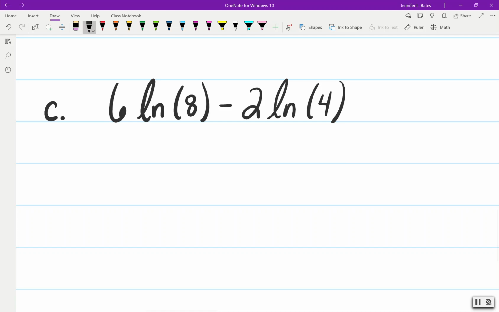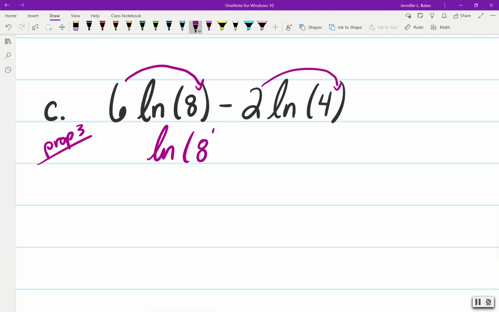Very good. We got to start with property 3. Before we can use properties 1 or 2, before we can add or subtract logs, we have to move all coefficients. So we're going to start with property 3 to move all of those coefficients. So I'm going to move the 6 back as an exponent, and I'm going to move the 2 back as an exponent as well. So this is really the natural log of 8 to the 6th power minus the natural log of 4 to the 2nd power.